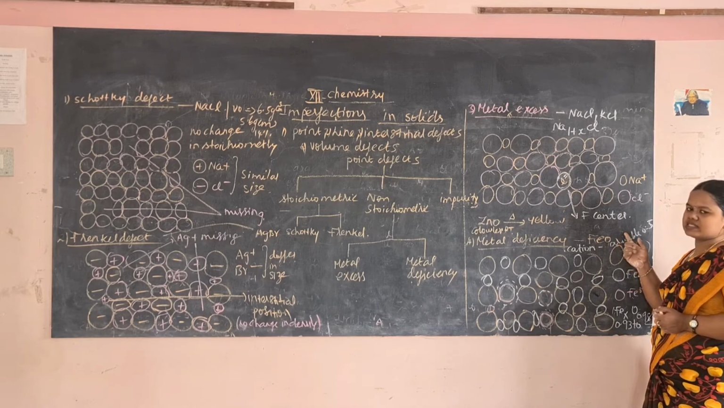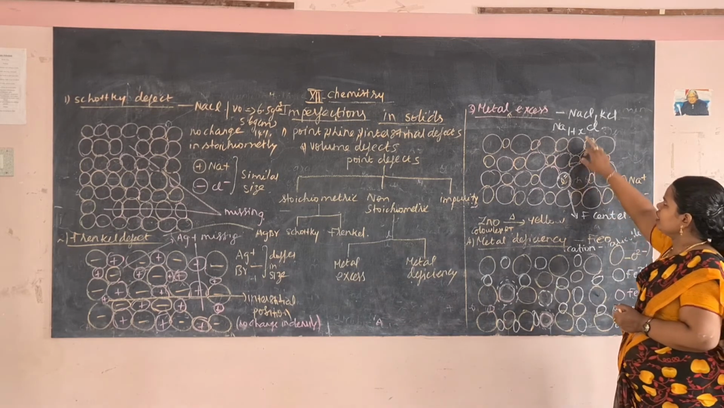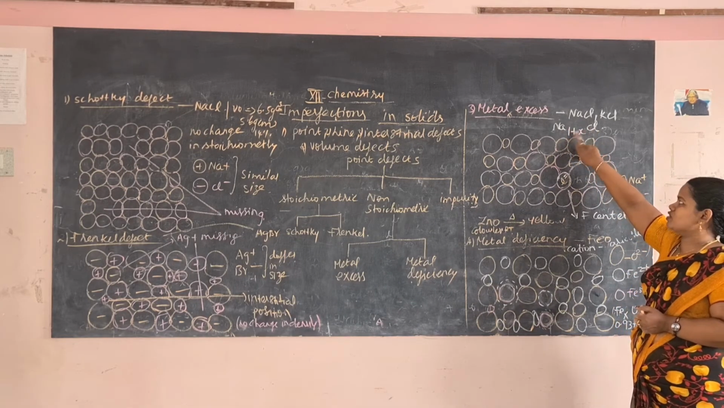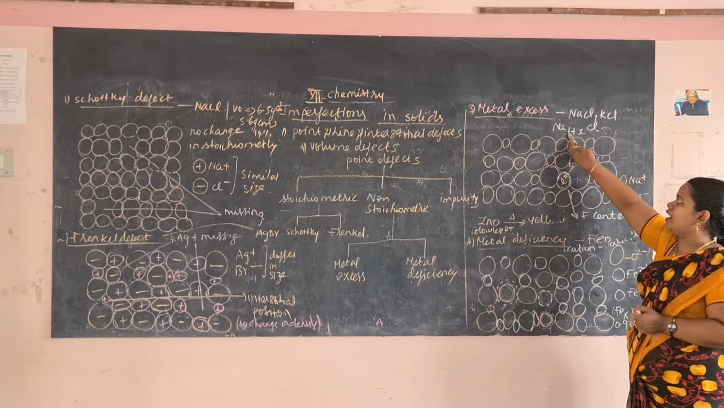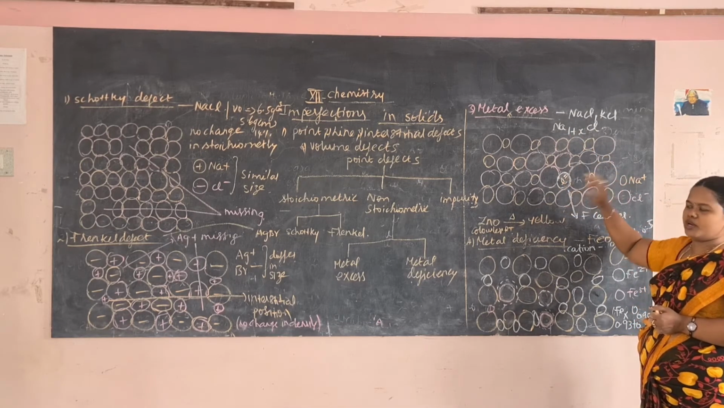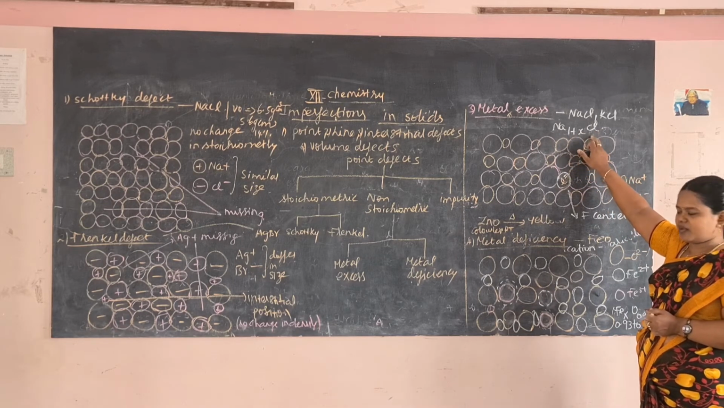So here in metal excess defect you can see the F centers, and here it can be designated as Na 1 plus X Cl. So metal excess, no, so it is designated as Na 1 plus X Cl minus. What is this excess metal? We are passing sodium vapor, so Na 1 plus X Cl. So it can be written as Na 1 plus X Cl.